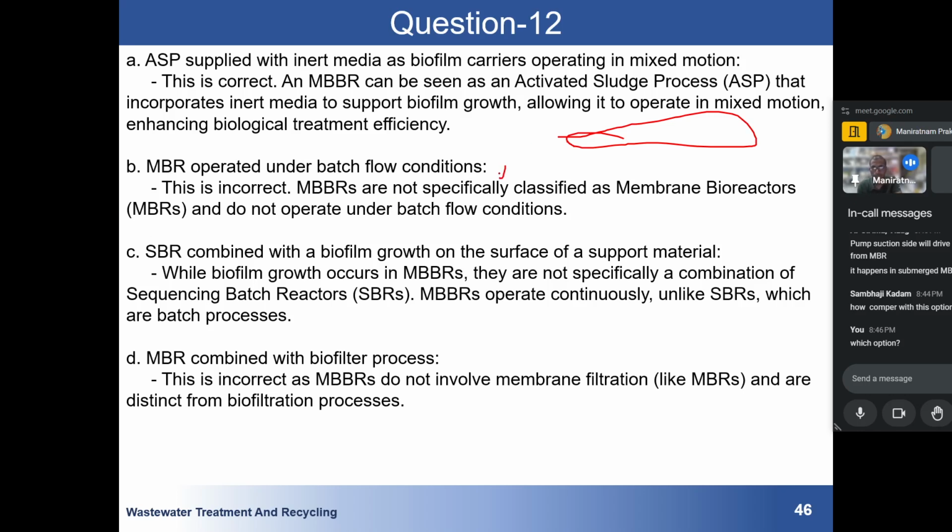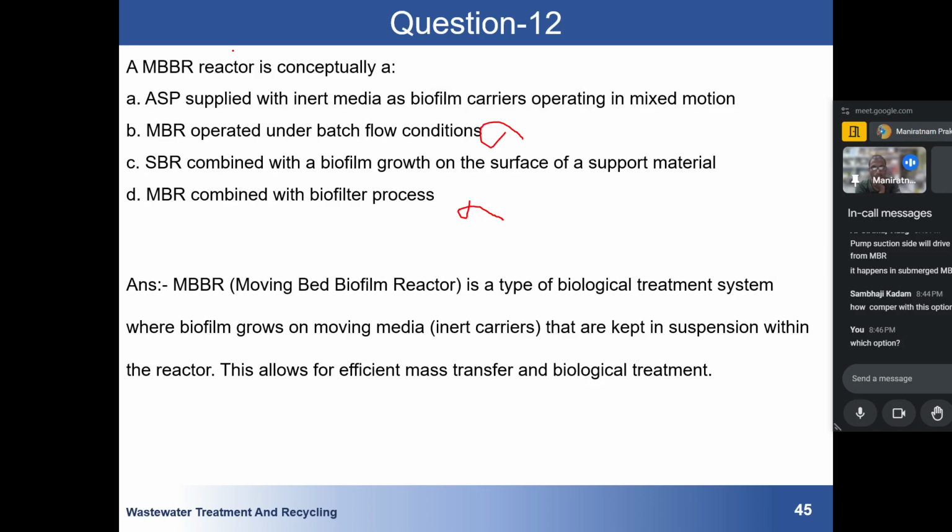So obviously this option is related to membranes and this option is also related to membrane, so this cannot be answered. And in SBR, they are not a specifically combination of sequential. MBBR operates continuously, so we know that there is a continuous flow in MBBR. Okay now, so A is the best option out of these.